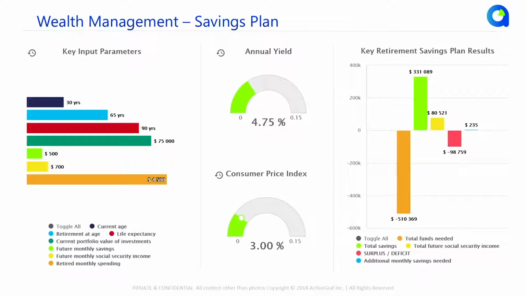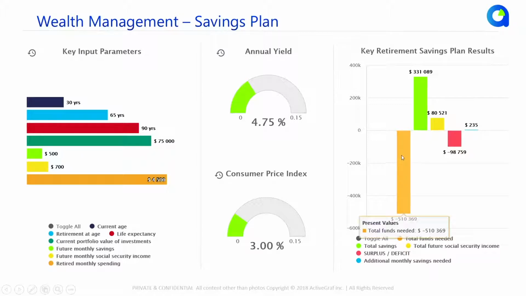So if we walk through the dashboard here, we have our key inputs: current age, age at retirement, portfolio value currently, intended monthly savings, etc., monthly spend after retirement, the annual yield of the portfolio, consumer price index for inflation calculation purposes. And on the right, we have the key results of this plan. And in this particular plan, as we have it set up, there is a deficit.